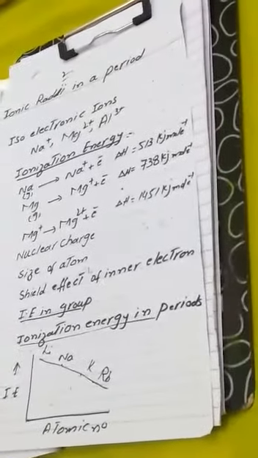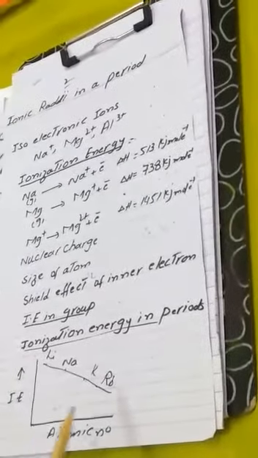Ionization energy in a period will be vice versa. Ionization energy increases from left to right of a period. The reason is that atomic number increases one by one, but outermost shell remains constant. That's why there will be a great force of attraction between the nucleus and its outermost shell. That's why in a period ionization energy increases from left to right.